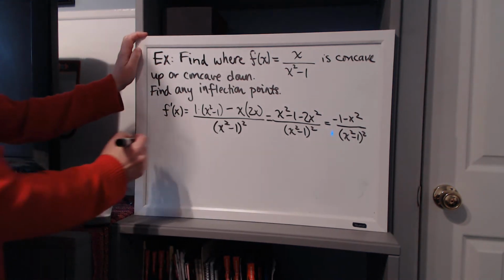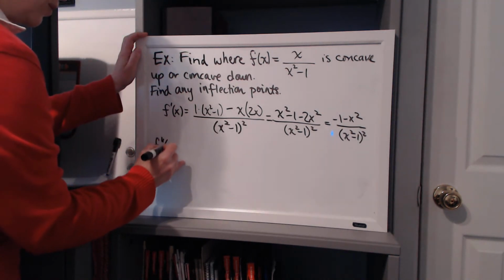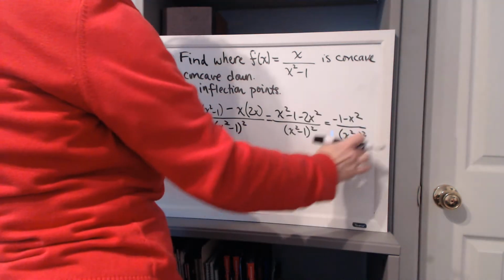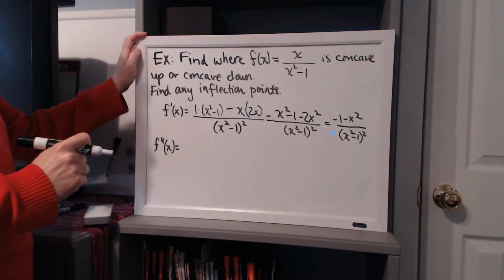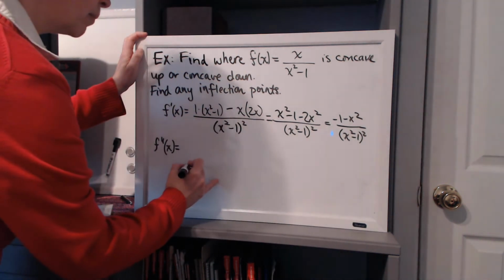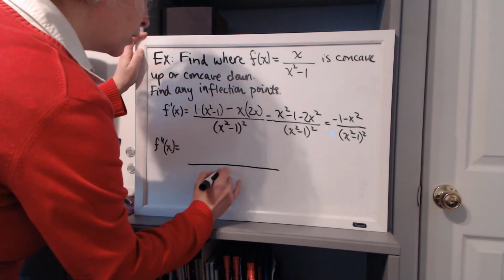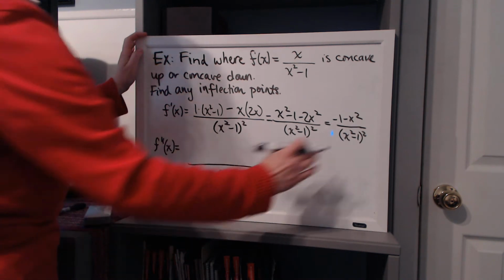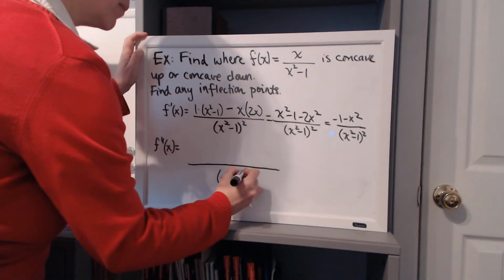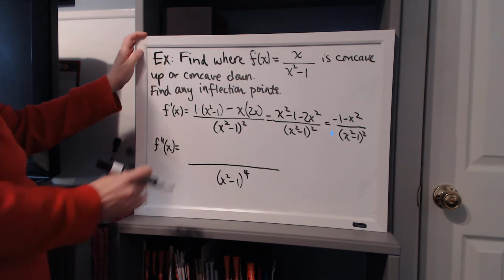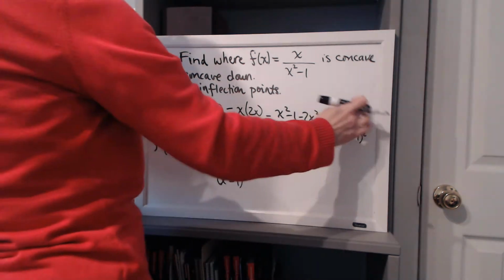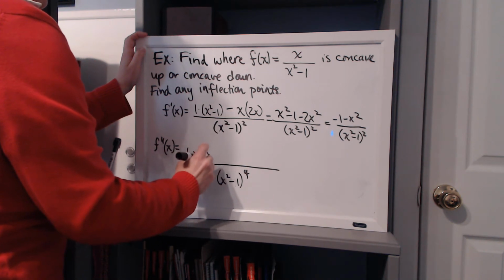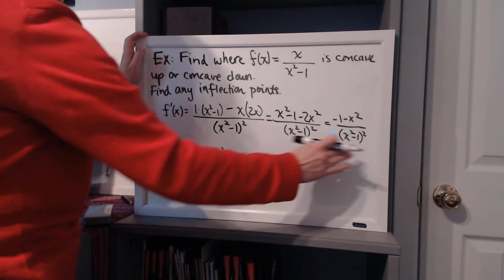That's the good news. The maybe less exciting news is that the second derivative we have to find by taking the derivative of that. And again, we are going to use the quotient rule. So using the quotient rule, we're going to square the denominator. So that's going to be x squared minus 1 now to the 4th power. And then continuing with our numerator, we need the derivative of the top. So that's going to be minus 2x times x squared minus 1 squared.